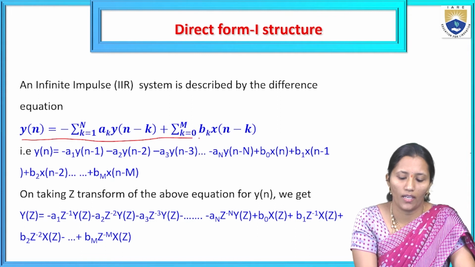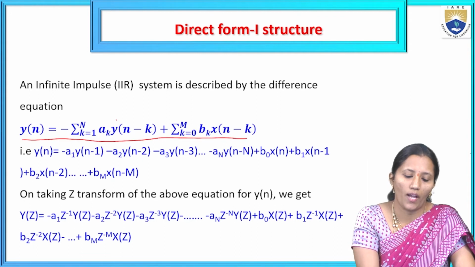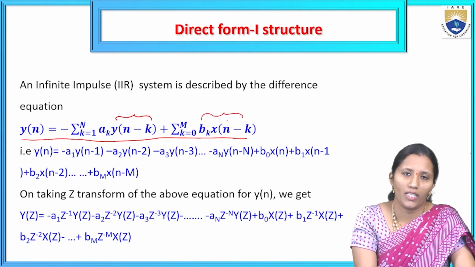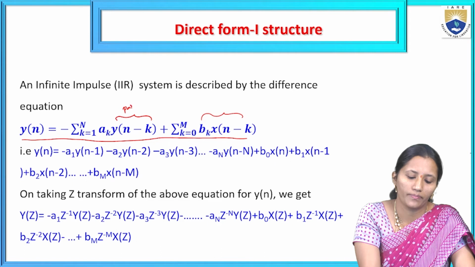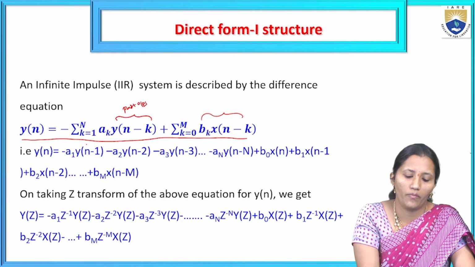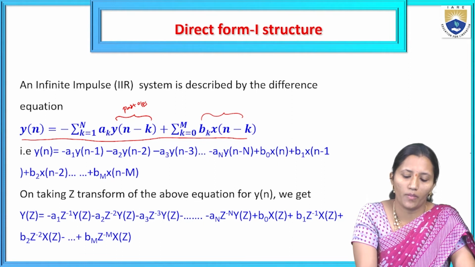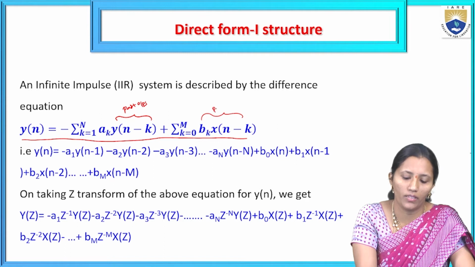Already we know that in an IIR filter, the output depends on the past outputs and the present and past inputs. For the past outputs, if you substitute k equals 1 to N, you will get y of n minus 1, n minus 2, up to n minus N past outputs. If you substitute k equals 0, here we have b naught x of n, the present input.